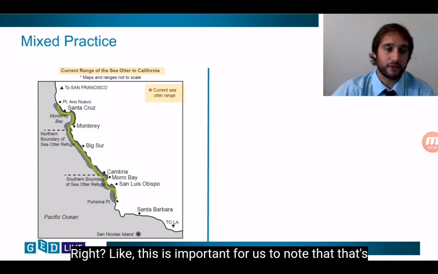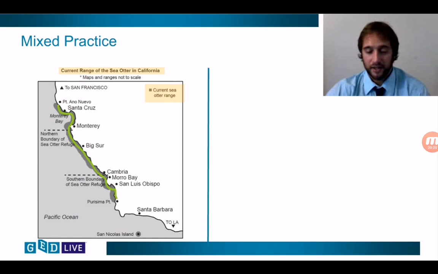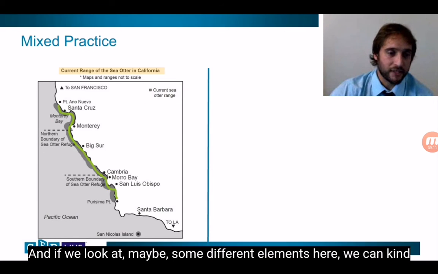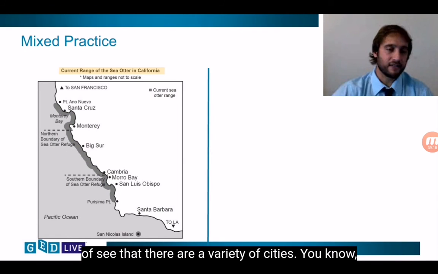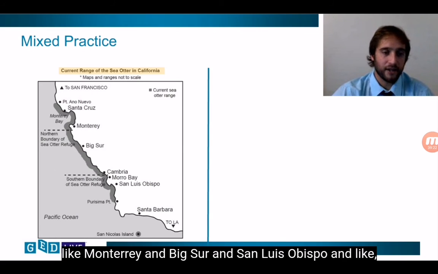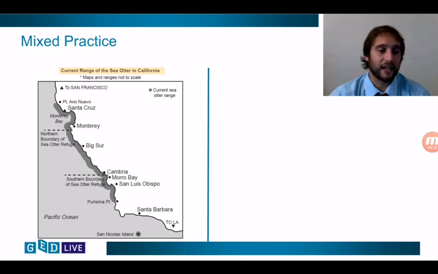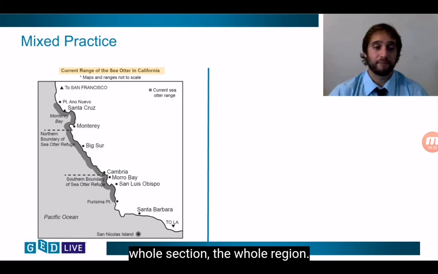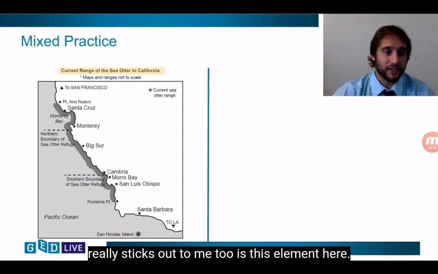Like, this is important for us to note that that's what that represents, right? We don't want to skip over that. And if we look at maybe some different elements here, we can see that there are a variety of cities south of San Francisco, but you see there's a couple of big cities like Monterey and Big Sur and San Luis Obispo, and all of these areas here that the otter population sort of spans, that whole section, that whole region.